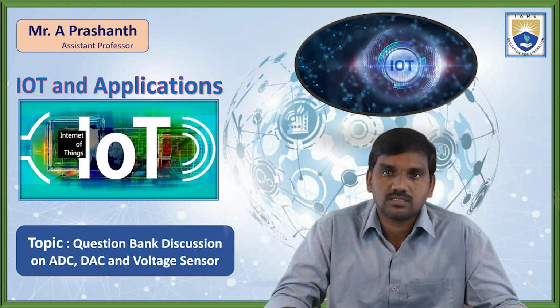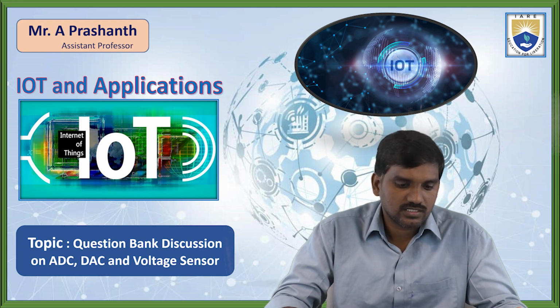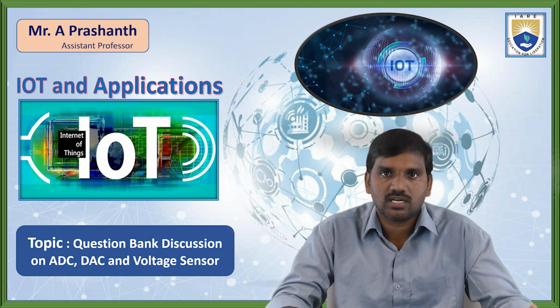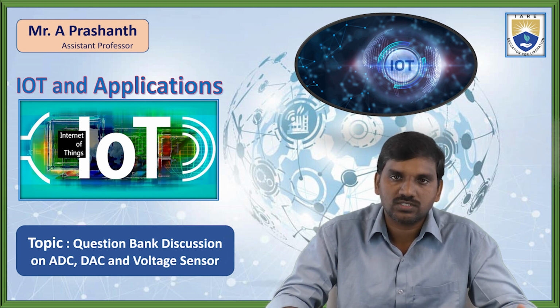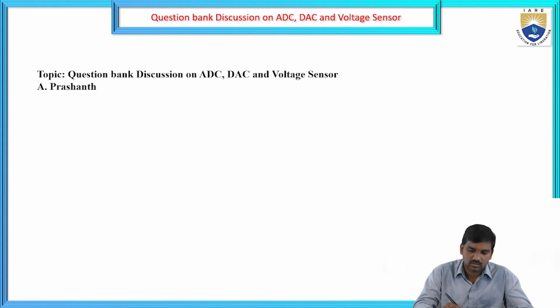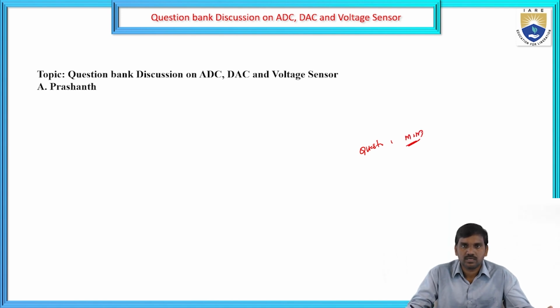Let's continue with the last lecture in the Internet of Things. This is the class for question bank discussion on analog to digital converter, digital to analog converter, and voltage sensors. In the previous class, we completed a question bank discussion on machine to machine communication, M2M and IoT. What are the main specifications of M2M and IoT, and what are the main differences in terms of different parameters? We differentiated M2M and IoT. So these are the things we have completed in the last lecture.